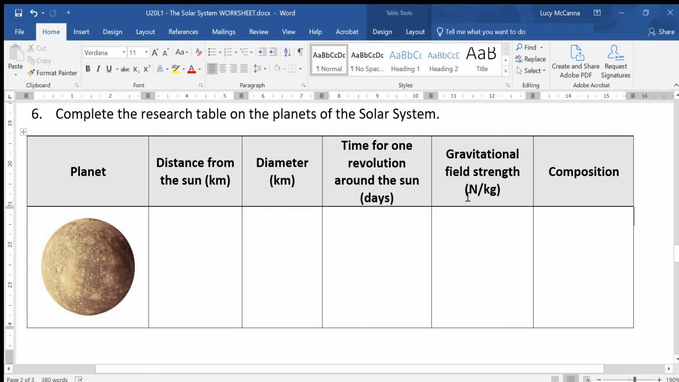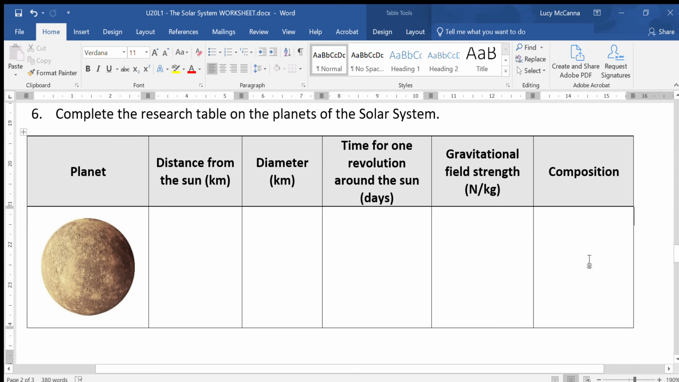Gravitational field strength, this is the force pulling on things at the surface of the planet. We feel it or measure it as weight. So for example, on Earth, the gravitational field strength is 10 newtons per kilogram. So that is a measure of kind of what we experience as weight, and it will be different on different planets. So looking at these numbers, you might be able to identify planets where you would weigh relatively more or less on that planet.